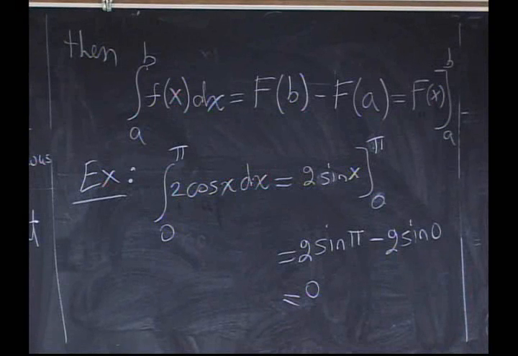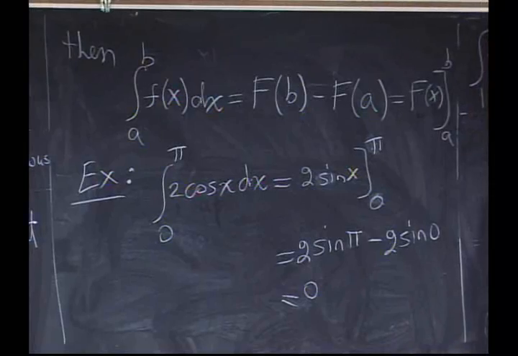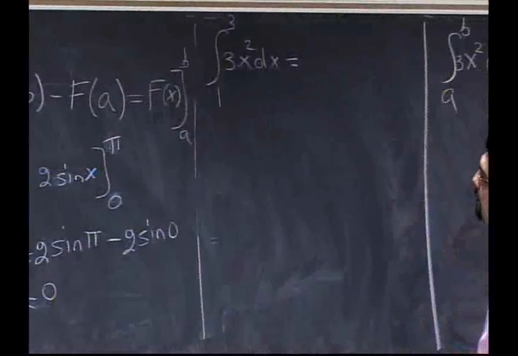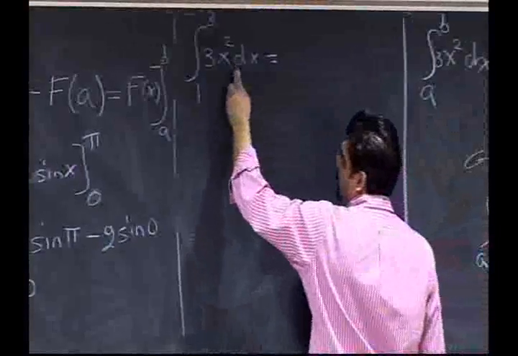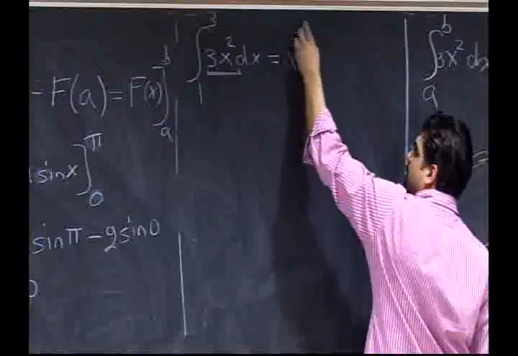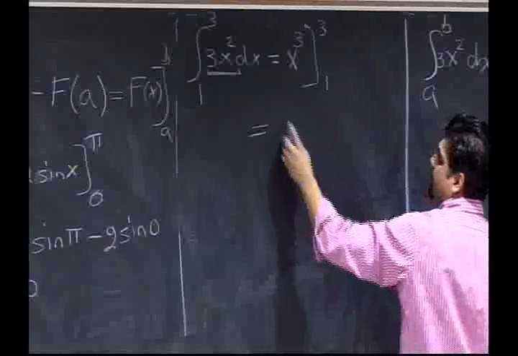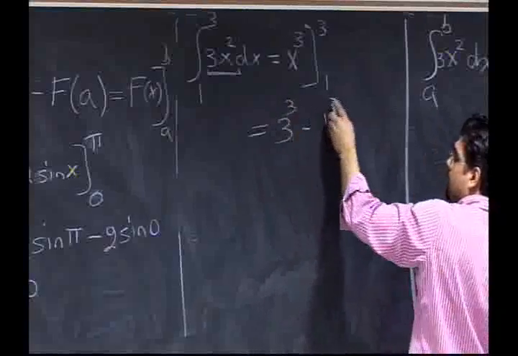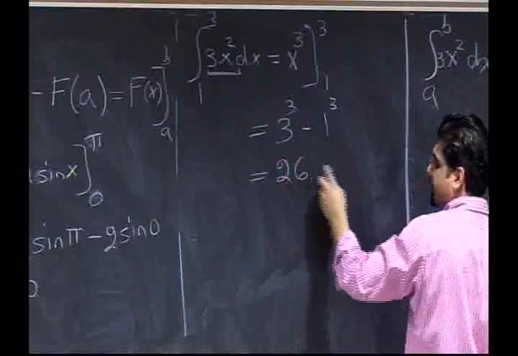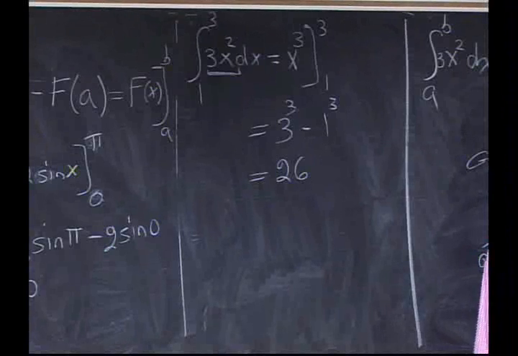Well, it's actually verifying this. So the integral from 1 to 3 of 3x squared dx. Again, you want to think of a function whose derivative is 3x squared. Of course, that's x cubed. You want to evaluate that from 1 to 3. So that would be 3 cubed minus 1 cubed. 27 minus 1 is 26. Okay? So integrals just got easier.